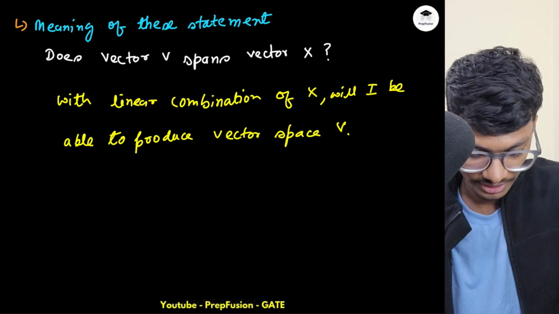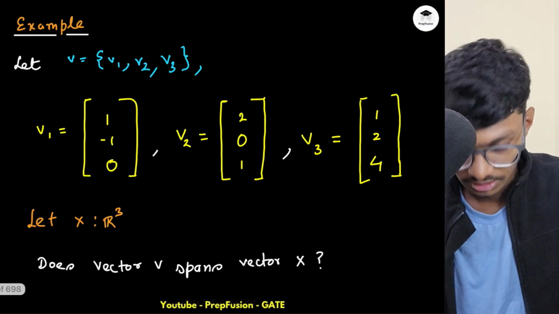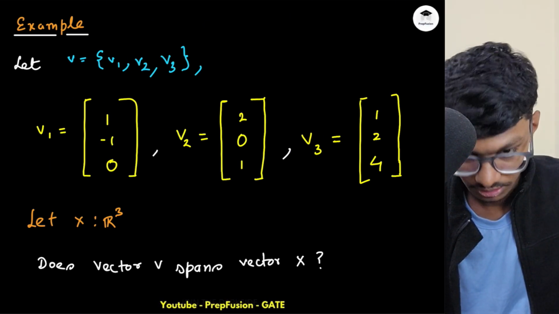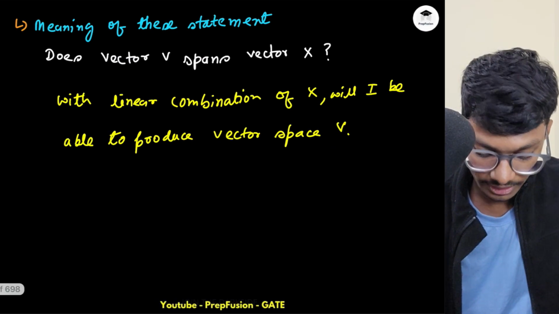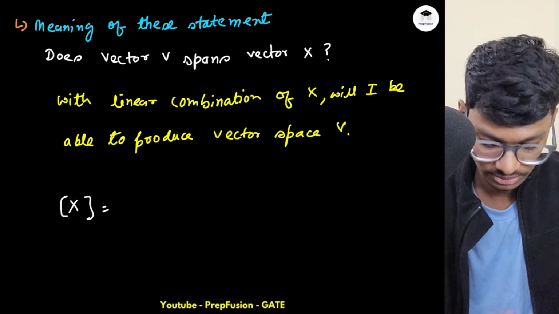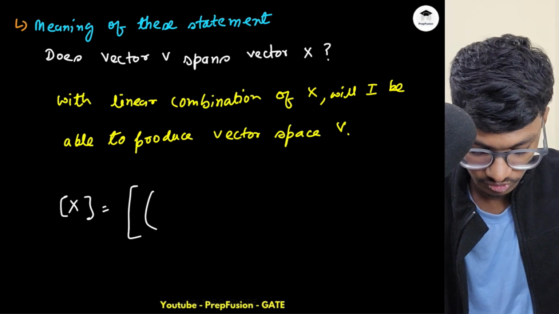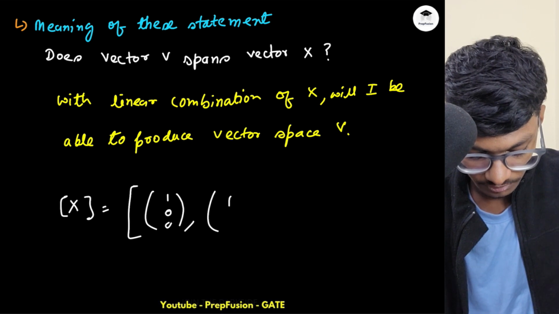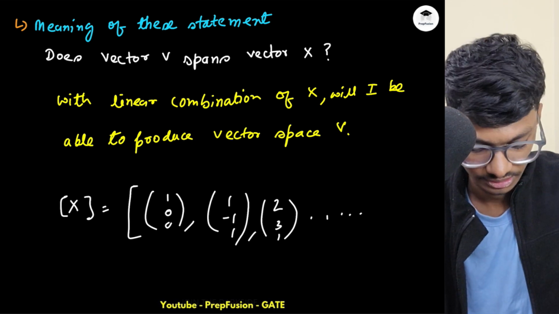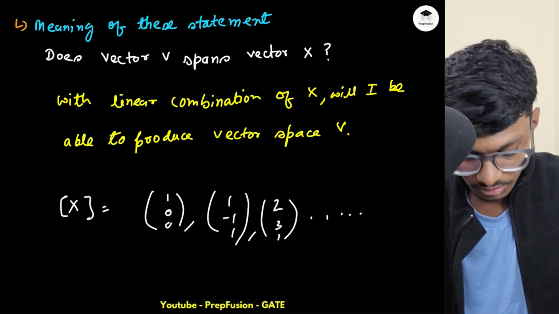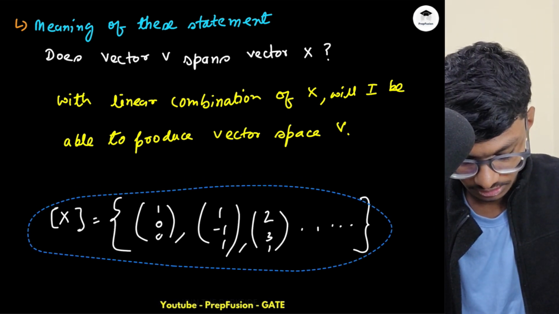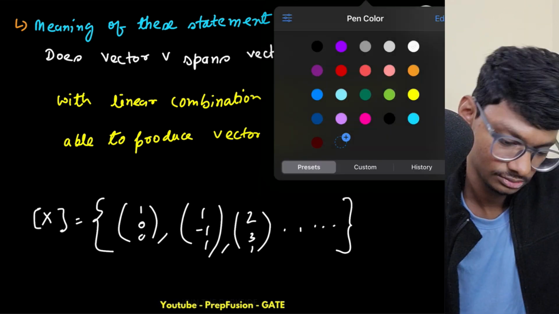So basically, what is my x? I can write my x like this. X is the set of all 3D vectors. This will be like 1 0 0, then 1 minus 1 1, then 2 3 1, whatever the numbers are here. So this is the set of all 3D vectors.